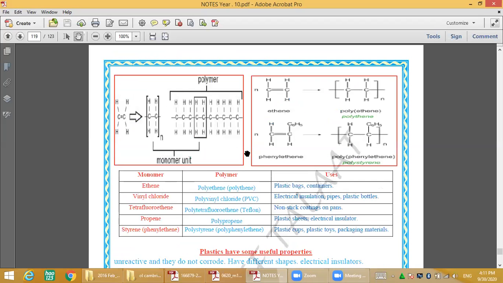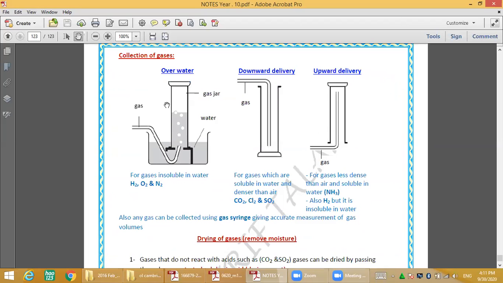For collection of gases, we have three methods. Passing through water, in case the gas is insoluble in water. Downward delivery, in case the gas is denser than air. Upward delivery, when the gas is lighter than air.